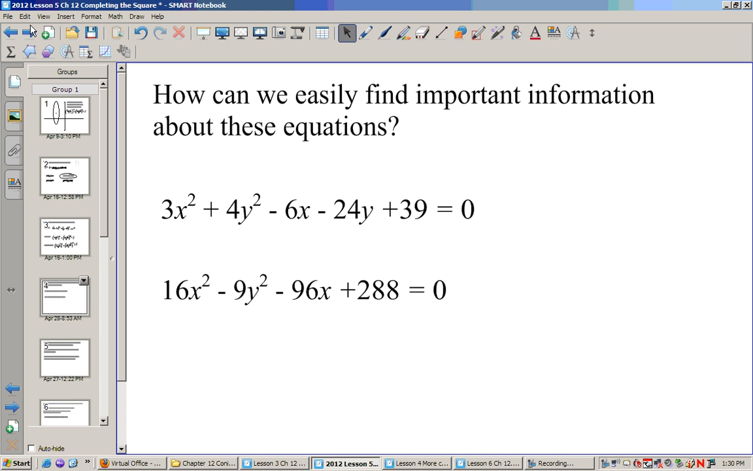Alright, so how can we easily find information about these equations? Well, the first thing I can tell about these equations is that this is an ellipse and this is a hyperbola, because this one has unequal coefficients but both the same sign. These have different signs, so that's what I can tell. However, from this equation I can't tell anything else except for the fact that it is an ellipse. And same thing with this. Can't tell anything else except for the fact that it's a hyperbola. So what we need to do is write this in standard form in order to graph it much easier.